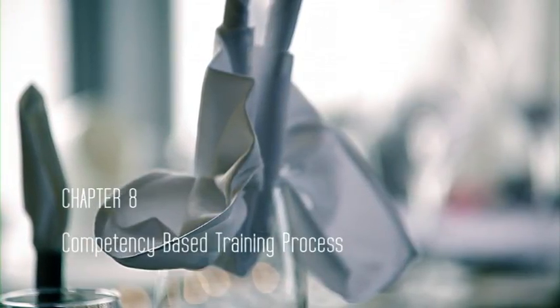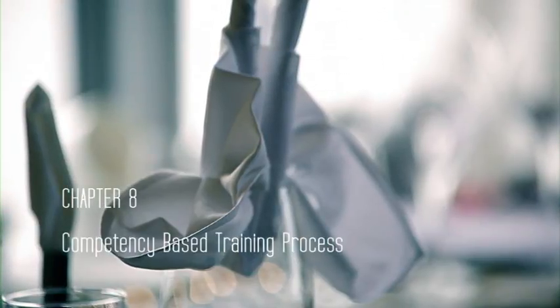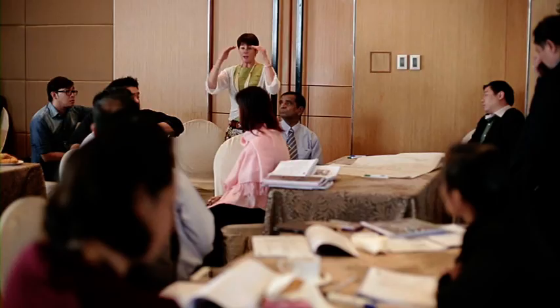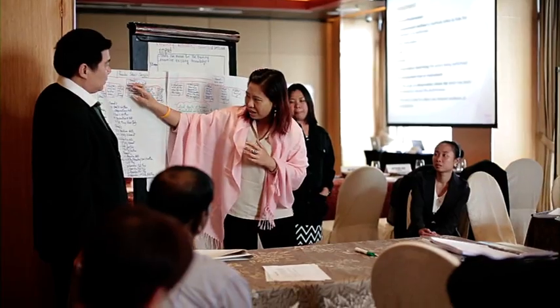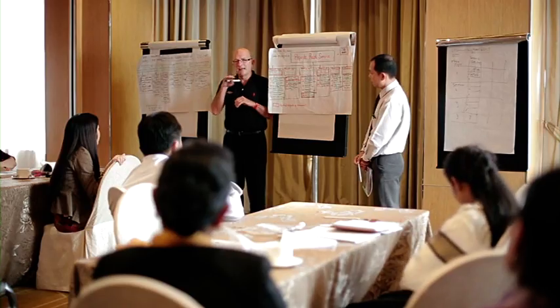Chapter 8, Competency-Based Training Process. This chapter demonstrates how to develop a flowchart, which also gives hints to the next section of the training. Each identified step within the flowchart will be discussed over the following days.